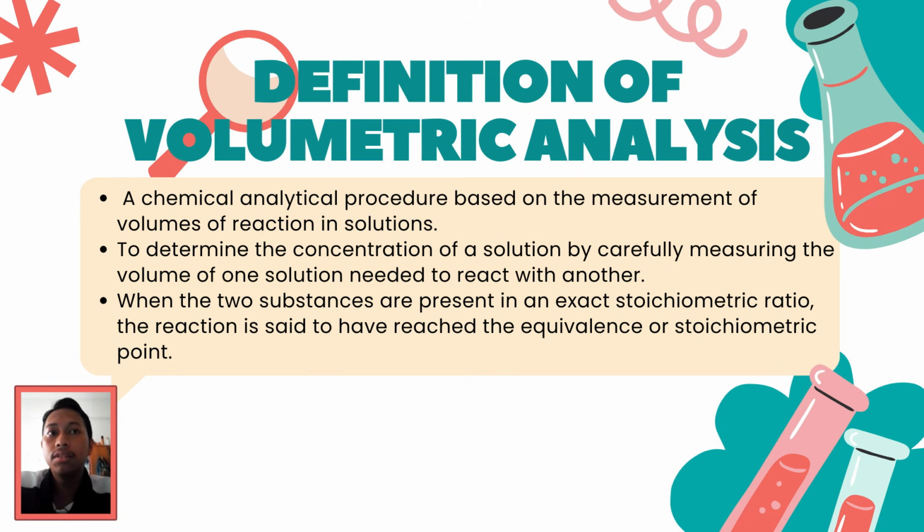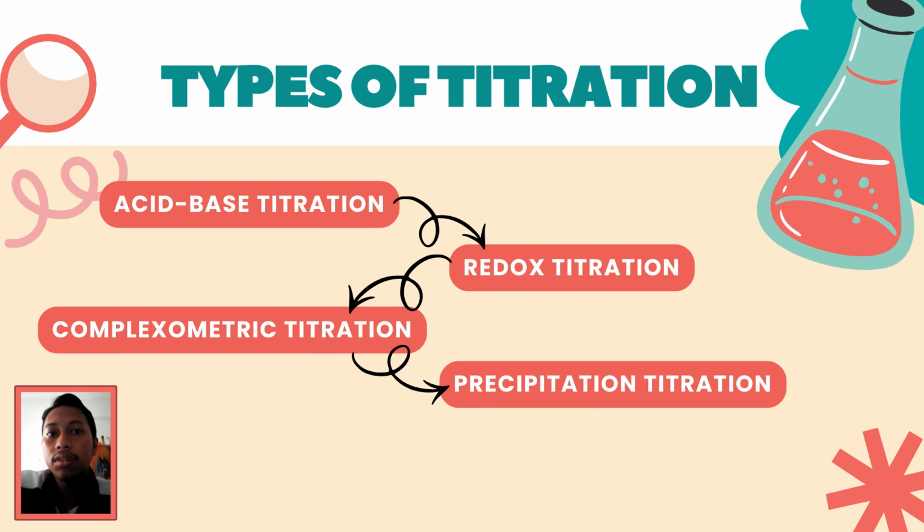Volumetric analysis is a chemical analytical procedure based on the measurement of volumes of reactions in solutions. It uses titration to determine the concentration of a solution by carefully measuring the volume of one solution needed to react with another. In this process, a measured volume of a standard solution, the titrant, is added from a burette to the solution of unknown concentration. When the two substances are present in an exact stoichiometric ratio, the reaction is said to have reached the equivalence point.